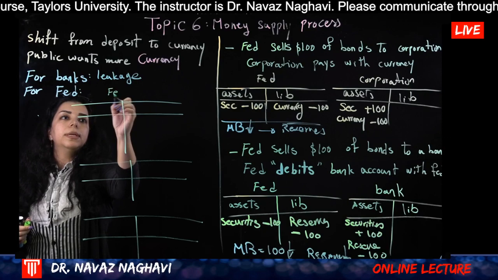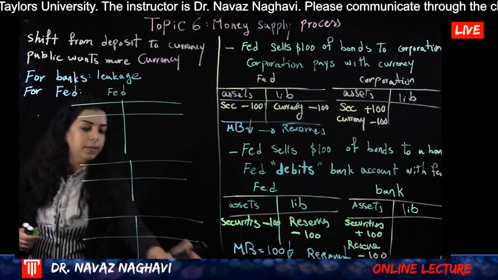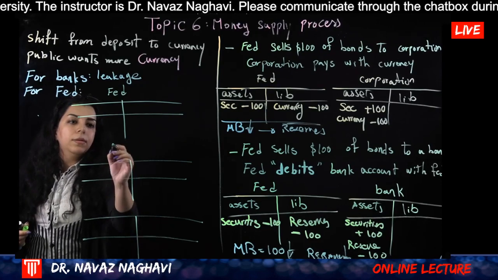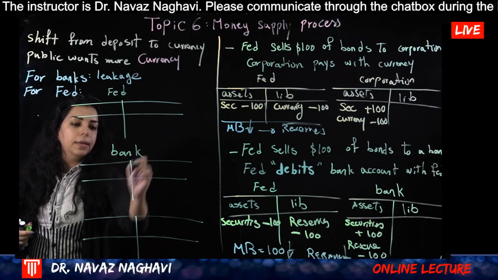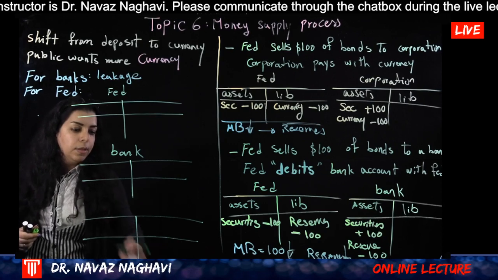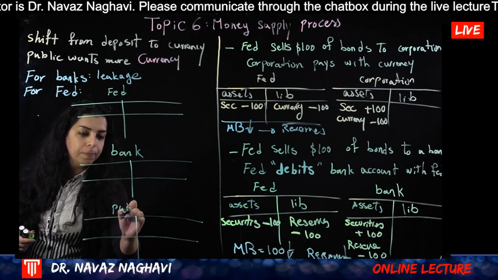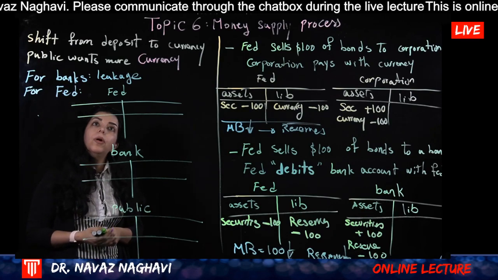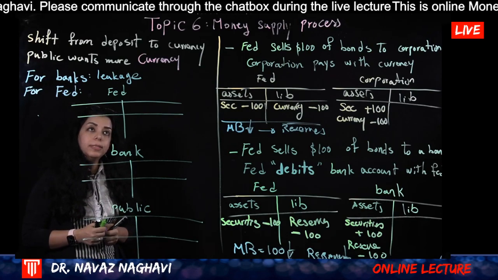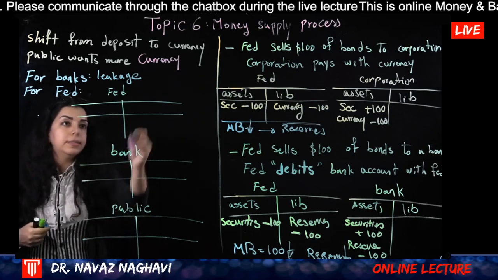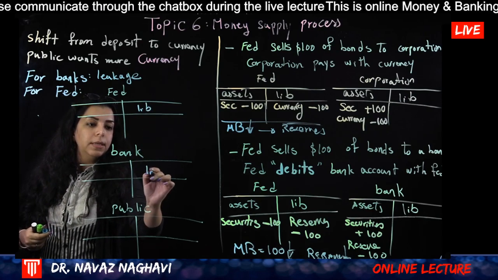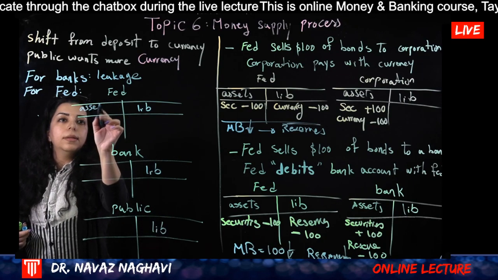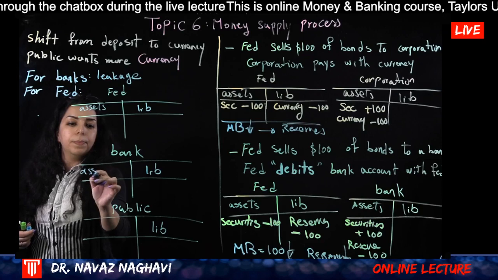For example, we can start with the Fed, and then here, for example, is the bank, and here we call it the public. Right. So what is happening? The public, instead of having deposits, have changed it to currency. So let's put the liabilities for all of them, and then the assets for all of them.